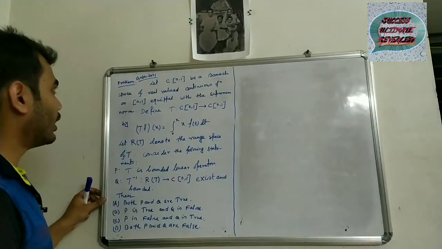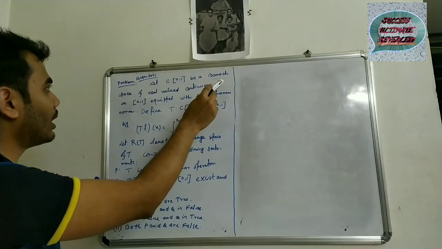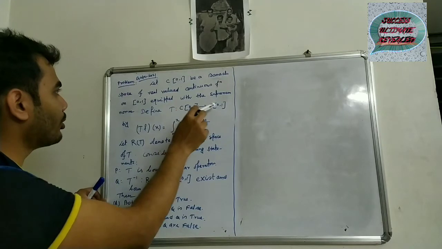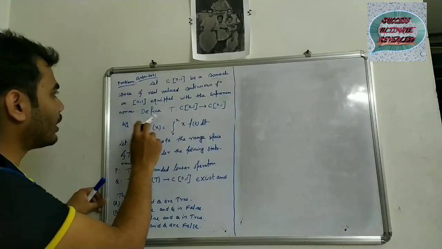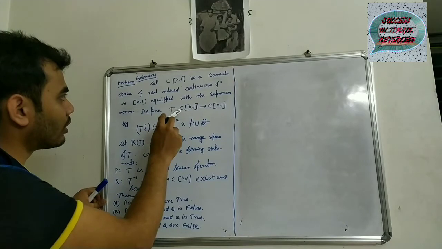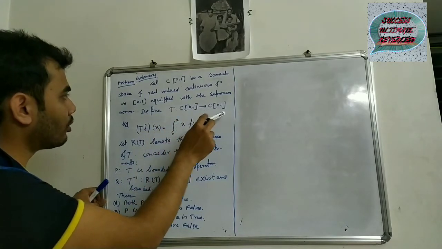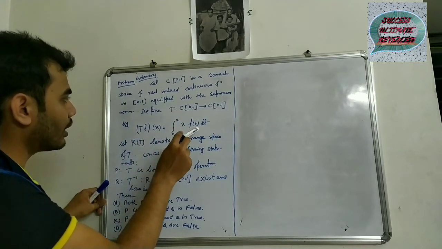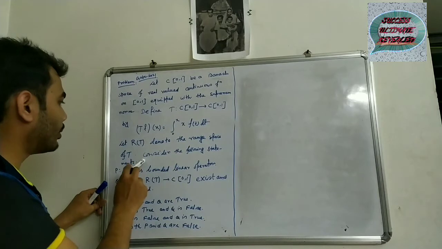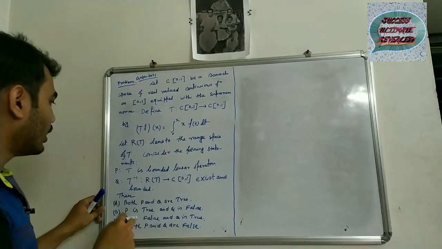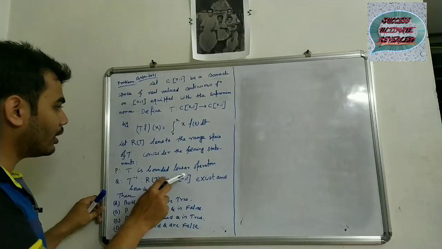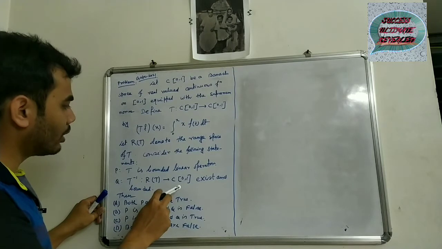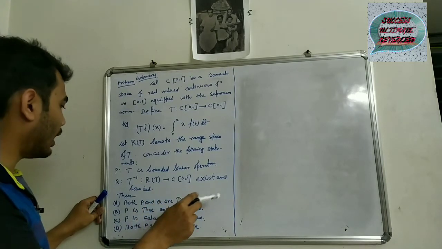The problem says: let C[0,1] be a Banach space of real valued continuous functions on the closed interval [0,1] equipped with the supremum norm, and define T: C[0,1] to C[0,1] by T(f)(x) equal to integration 0 to x f(t) dt. Let R(T) denote the range space of T, and consider the following statements. Statement P says T is a bounded linear operator, and statement Q says T inverse, from R(T) to C[0,1], exists and is bounded.